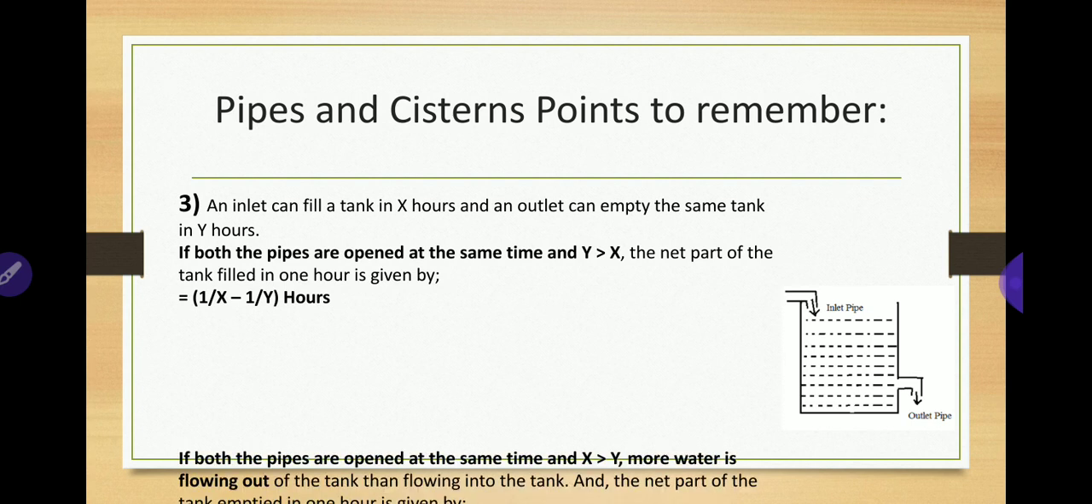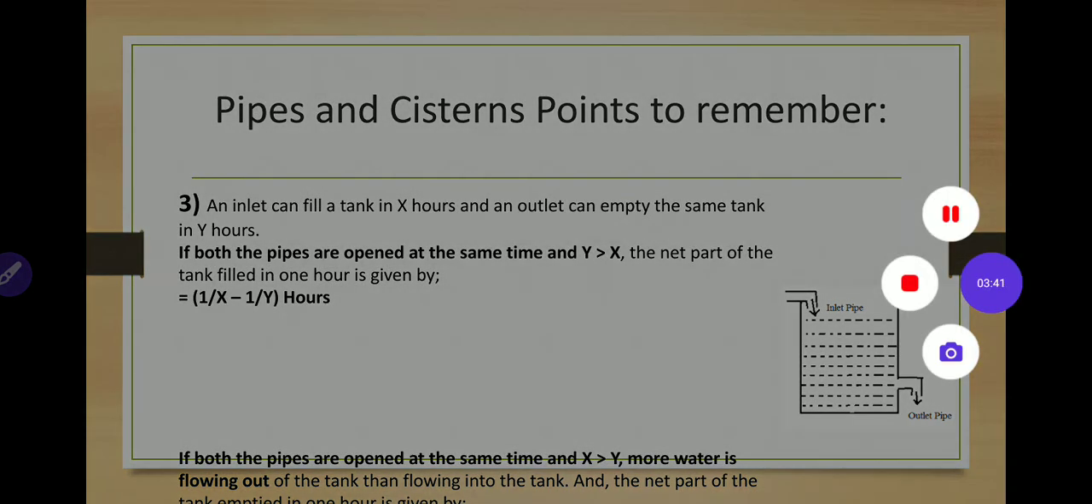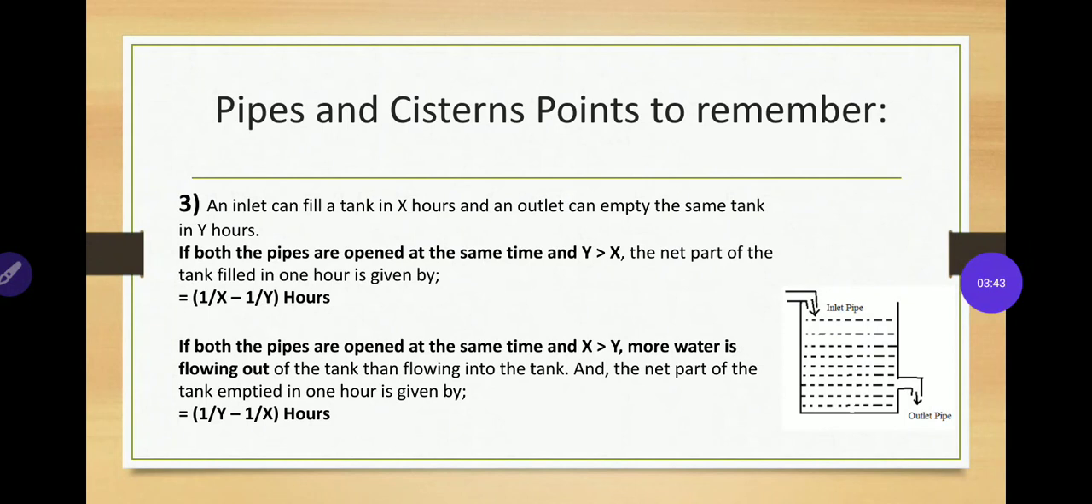In another way we can say it: suppose both pipes are operated at the same time and x is greater than y, and more water is flowing out, because the time required to fill the tank is greater than the time required to empty the tank. X is greater than y, therefore more water is flowing out of the tank than flowing into the tank, and the net part of the tank emptied in 1 hour will be 1 upon y minus 1 upon x. Because here the value of x is greater, the reciprocal of it will be less than 1 upon y, therefore 1 upon y minus 1 upon x.